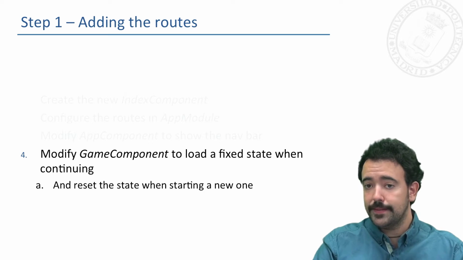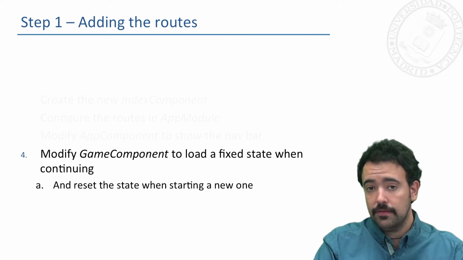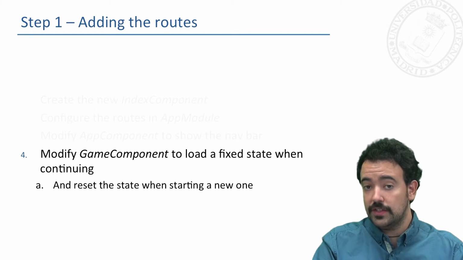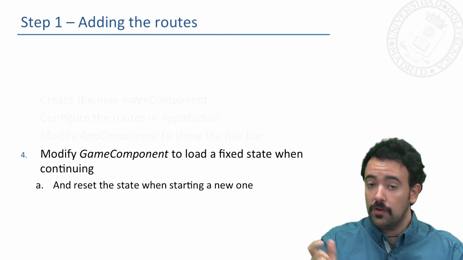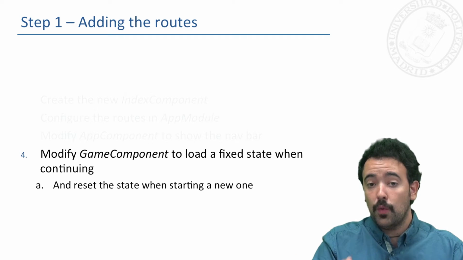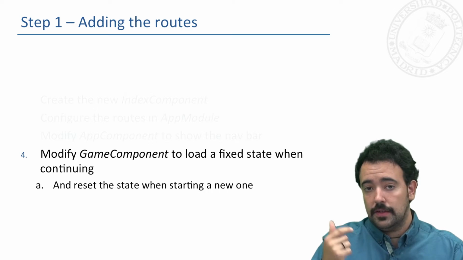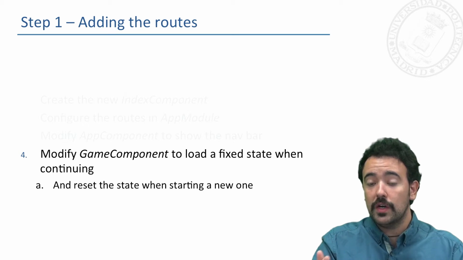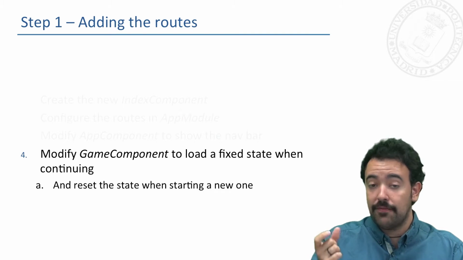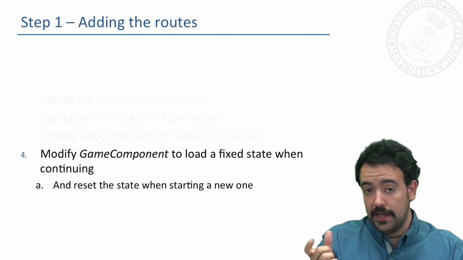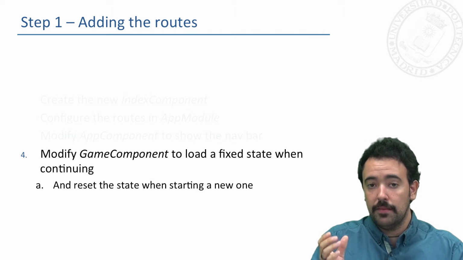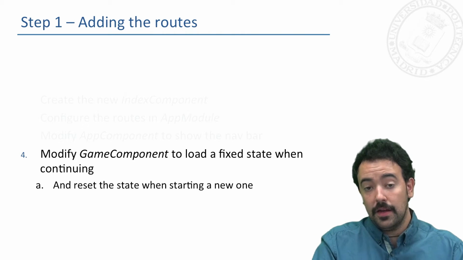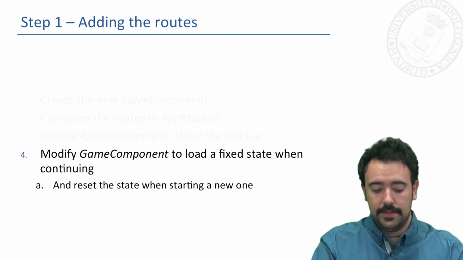Okay, so let's do it. I'm going to modify the game component to check if the value included in the data for the activated route includes the option continue set to true or not, and depending on this, I will load a new game calling the reset method of the state service, or I will include a fixed saved game for the moment. I will include it in memory in order to continue an already started game.